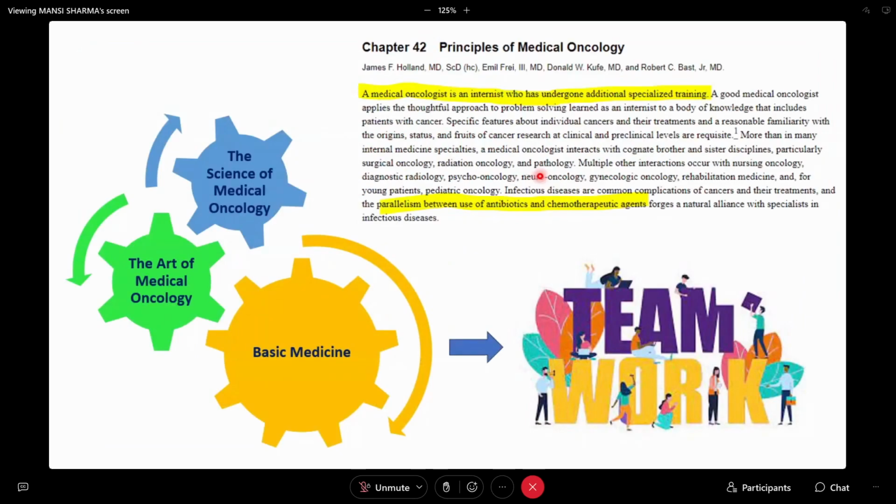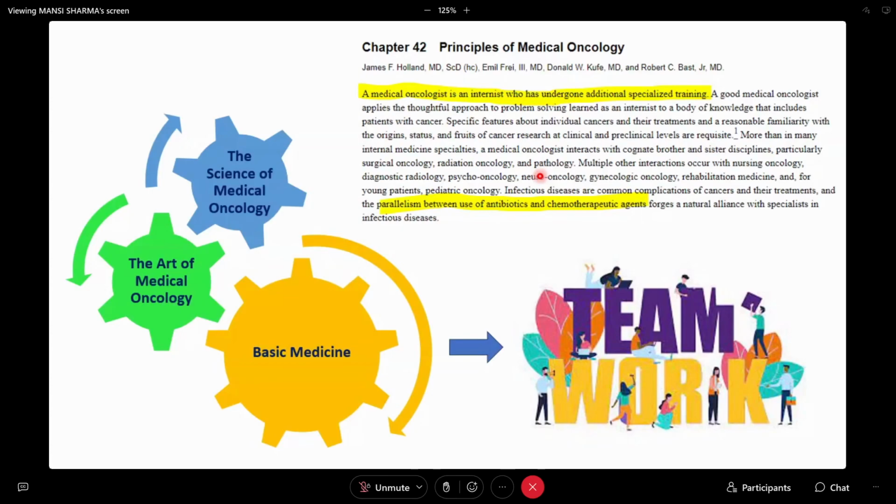So when I got this topic, I thought, okay, let me first see the definition of medical oncology, and this is what Holland and Frei, the textbook that we have, has to say about it. It says a medical oncologist is an internist who has undergone additional specialized training. So, a good medical oncologist applies the thoughtful approach to problem solving learned as an internist to a body of knowledge that includes patients with cancer. So, what I'm trying to say is a lot of medical oncology also involves a lot of basic medicine because we need to look at the cancer drugs, and then we need to look at how the body reacts to those cancer drugs and look at multiple different associations along with that.